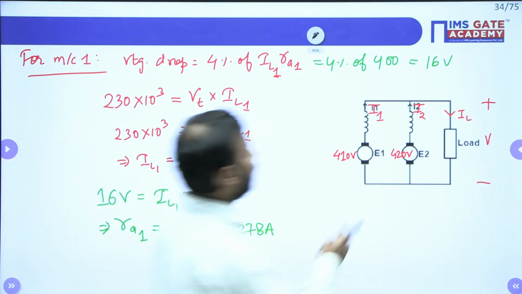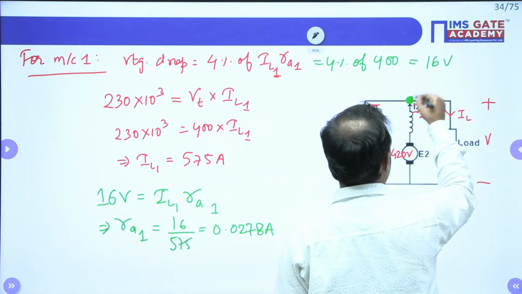Now we can apply KCL at this particular point. Let us take this as node A.